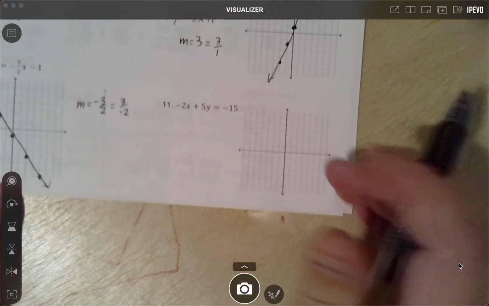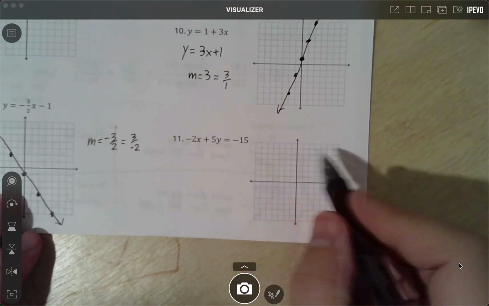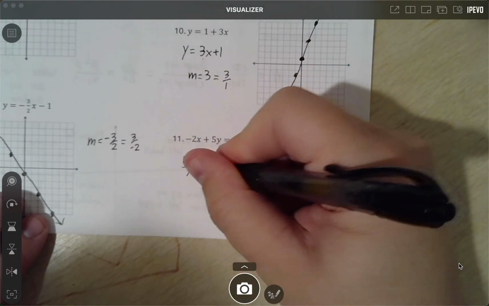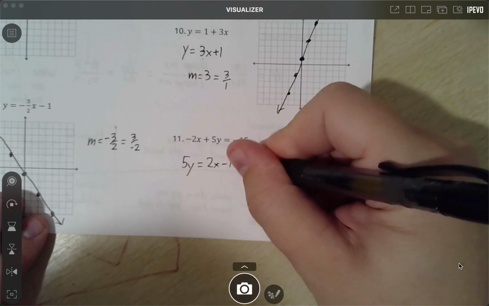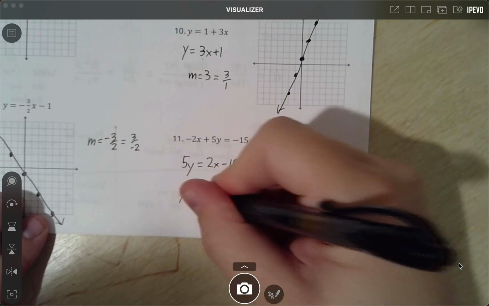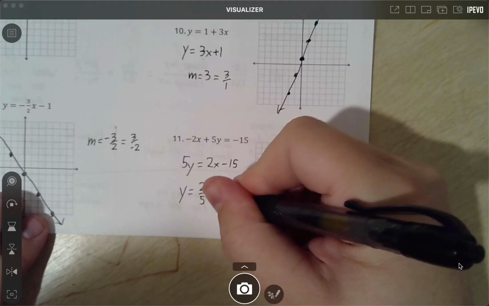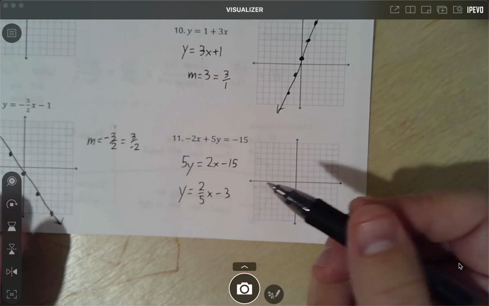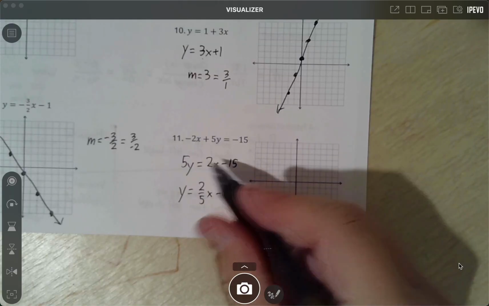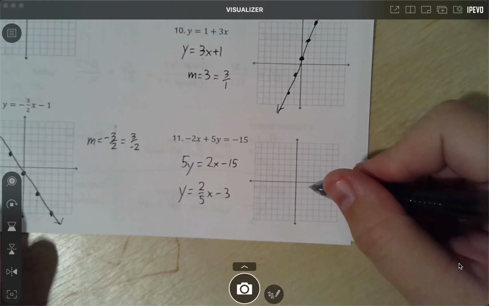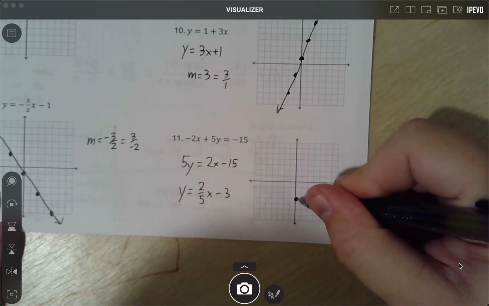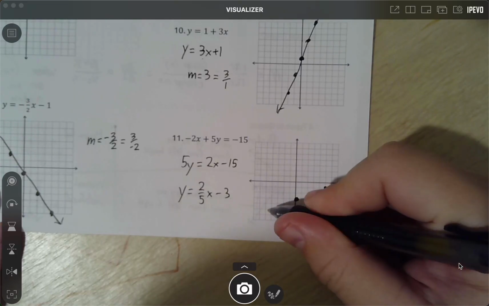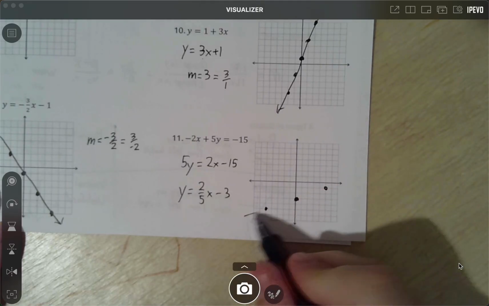Alright, last but not least, number 11, another rewrite and then solve. So first step, moving quick, would be to add the 2x, which wouldn't combine with the negative 15. And then, of course, I would divide by 5, which would give me this. 2 divided by 5 doesn't work out, so we just write 2/5. Negative 15 divided by 5 is negative 3. So here's my y-intercept at negative 1, 2, 3. And then I could go up 2, right 5. Or again, I could go down 2, left 5.